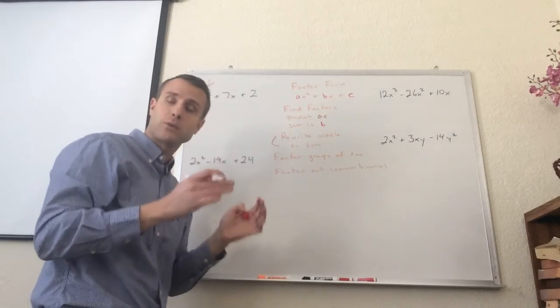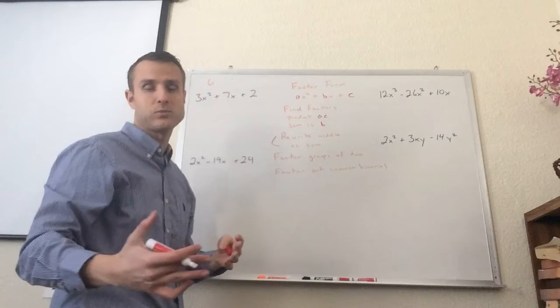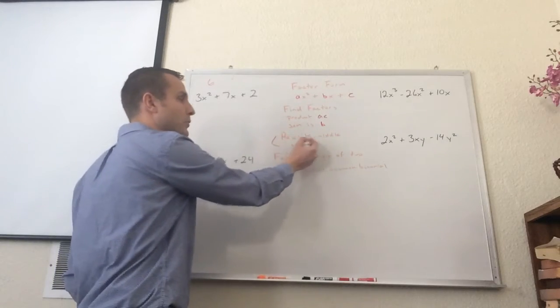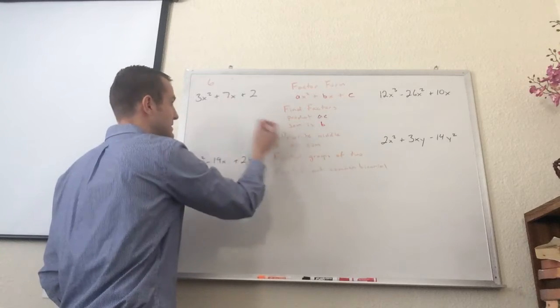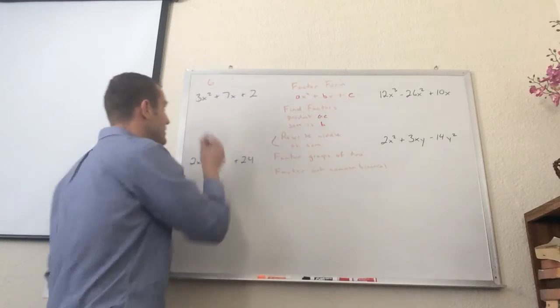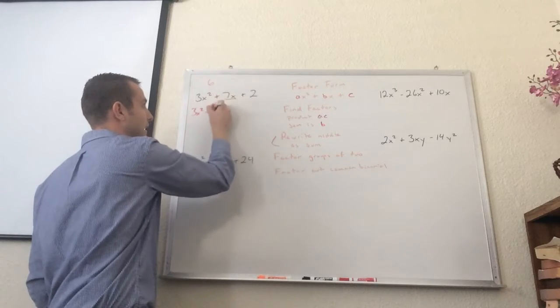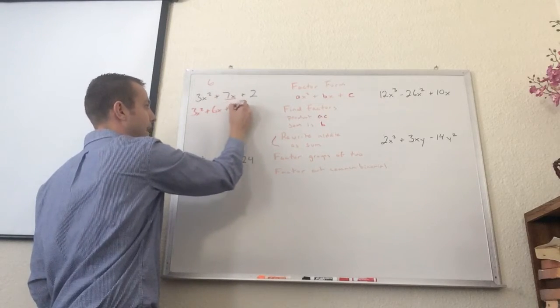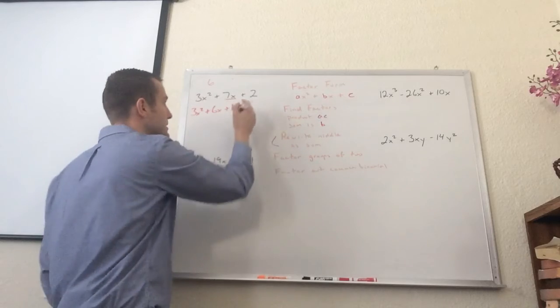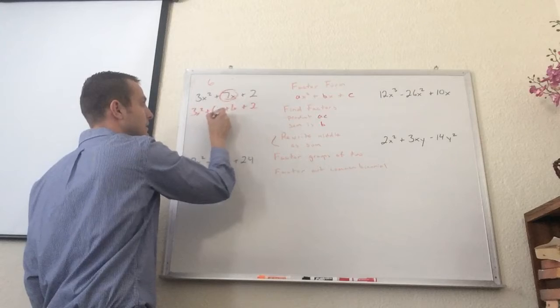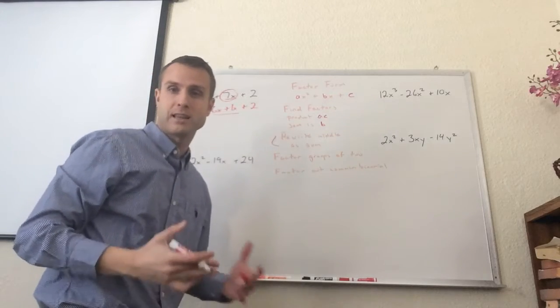Now, instead of using parentheses and just doing x plus 6 and x plus 1 like I did with last time, I cannot do that. So my next step is going to be to rewrite this middle term as the sum of those two. So I'm going to leave 3x squared, but now instead of 7x, I'm going to do 6x plus 1x, which is the same as 7x, plus 2. So I'm going to replace this with my two factors that I just figured out.